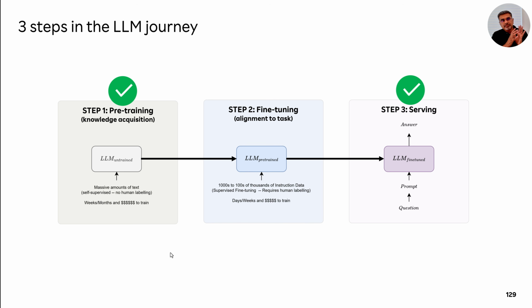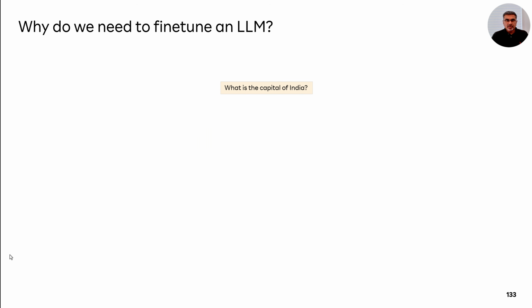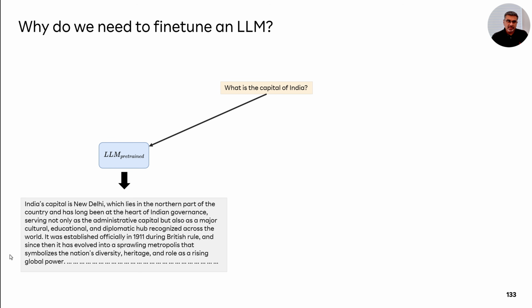So now that we have studied step 1, which is pre-training, and step 3, which is generating responses, let's look at step 2, fine-tuning. What exactly is instruction fine-tuning a pre-trained large language model? Let me explain that using an example. Let's say the question that you ask an LLM is, what is the capital of India? And now let's say you were to ask this question to just a pre-trained large language model. Now it will start to produce text like this.